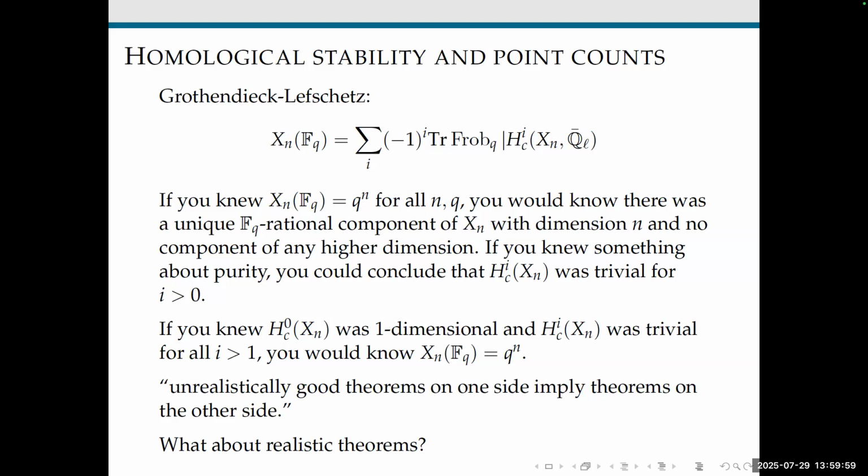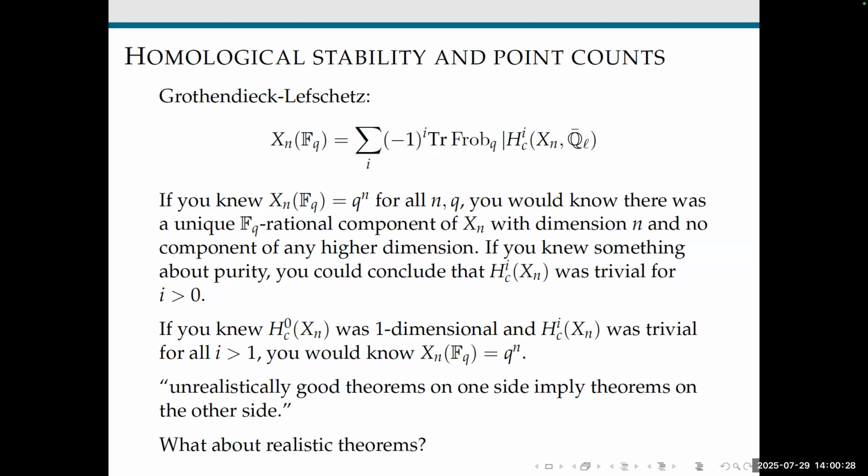You would actually get some geometric information from that, right? You would know, for instance, that this variety could not have a component of dimension n plus 1, because for large enough q, that would give you something on the order of q to the n plus 1 points. So that's an actual contentful geometric fact. In fact, you would know that there was a single component of dimension n, and there was no component of any higher dimension.